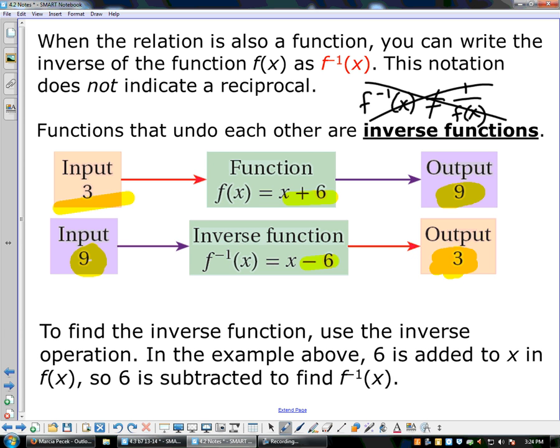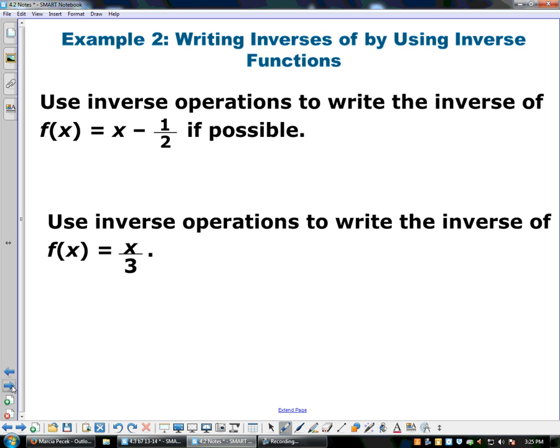Sounds good. So to find the inverse function, use the inverse operation. In the example we just looked at, 6 is added to x in the original function, so 6 is subtracted from x in the inverse function. We're going to do a couple examples just to see that pattern. In example 2, we're going to write these inverses just by using the inverse operations for our functions. It's kind of informal. We're not having to do any serious calculations. We're just taking a look at the function and saying, what's the inverse of this function? Kind of finding a pattern almost.